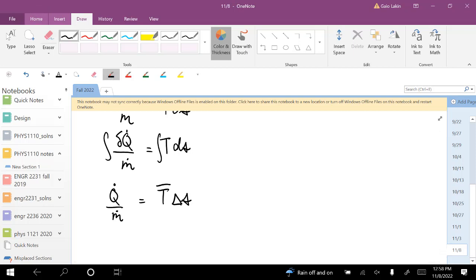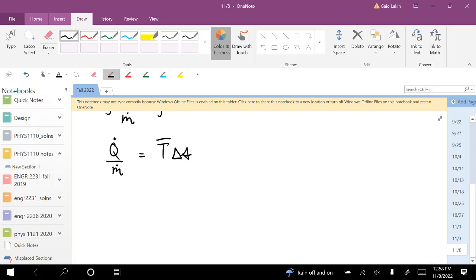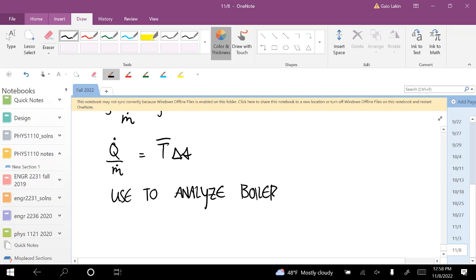And now we want to use this to analyze what's going on at the boiler and at the condenser. Okay, we want to see the relationships between the average temperatures and the heat transfer. So we're going to use this to analyze the boiler and the condenser.